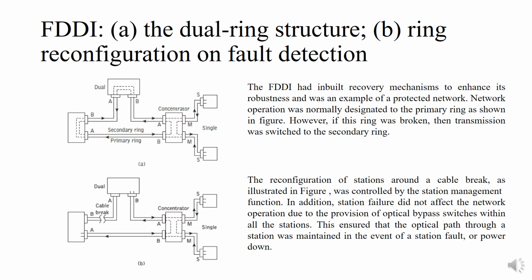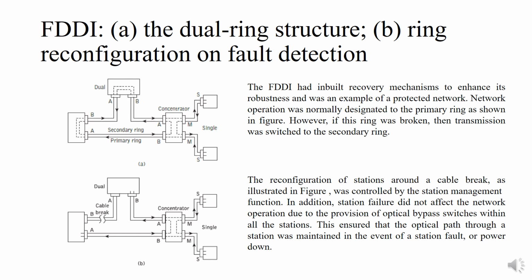So in this figure we can see there are two types of configurations. The first one is the dual ring structure. In the dual ring structure we can see that there are two rings, that is the primary ring and the secondary ring. So FDDI has inbuilt recovery mechanisms to enhance robustness. The network operations that are designated as the primary ring are shown in the figure. However, if the primary ring is broken, the transmission will be automatically switched to the secondary ring in case of the dual ring structure.